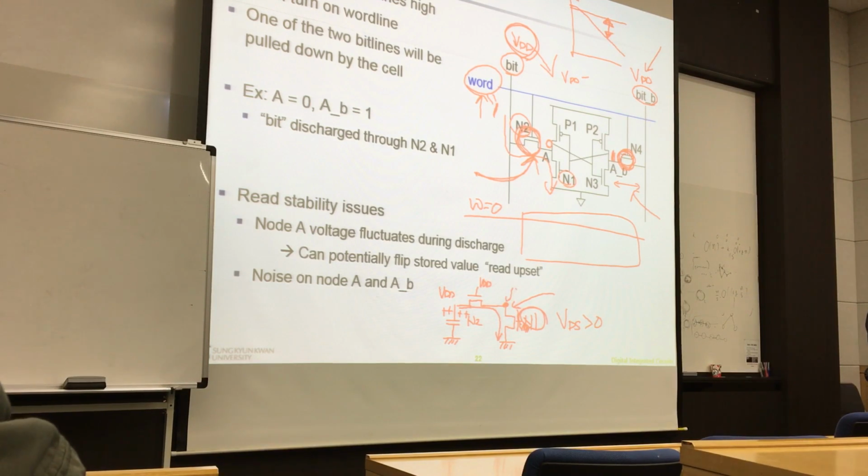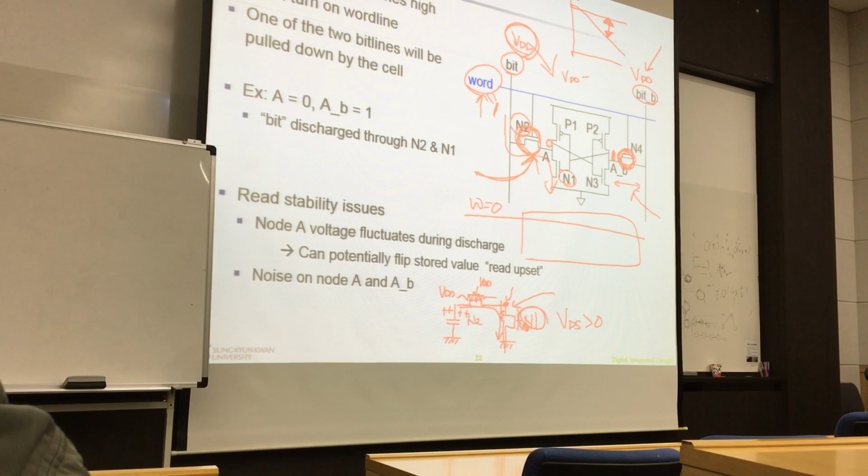So for sure, this node voltage was initially 0, but it should go up a little bit. And that really depends on the internal or equivalent resistance of this NMOS transistor and this NMOS transistor. If your resistance is much smaller here, then this node voltage would go up very little. But if your resistance is much higher on this side, then this voltage would go up a lot.